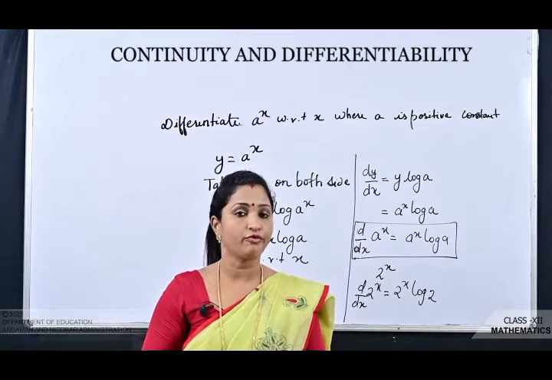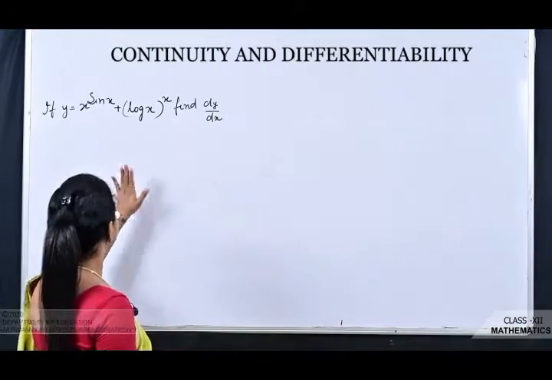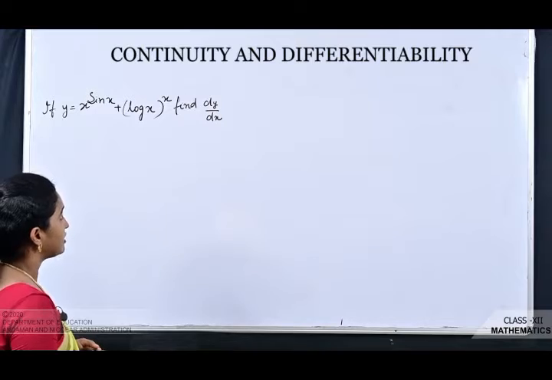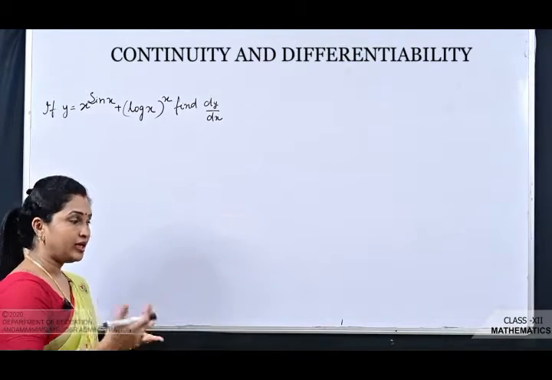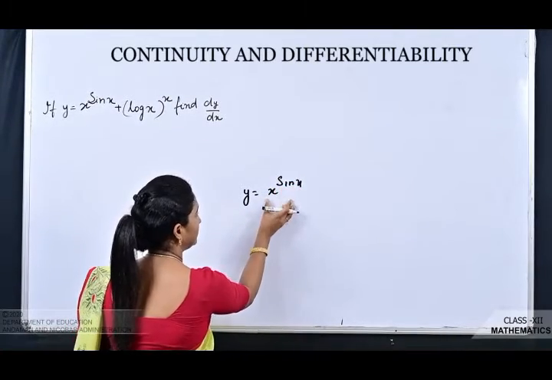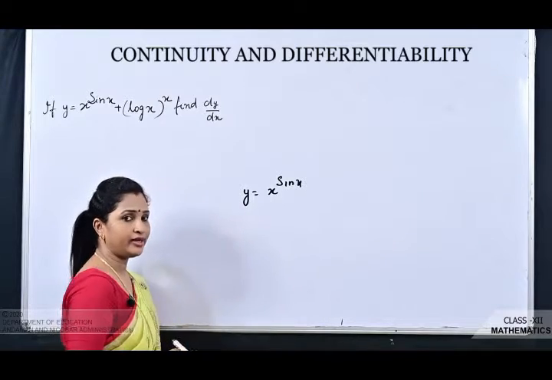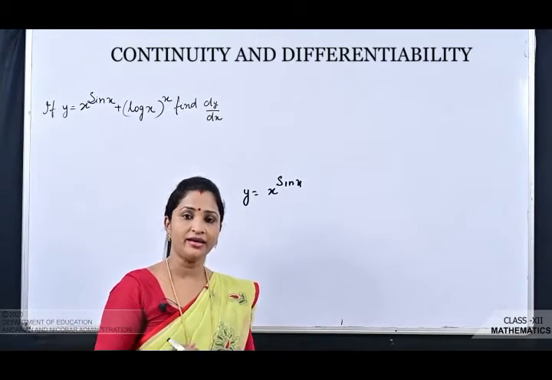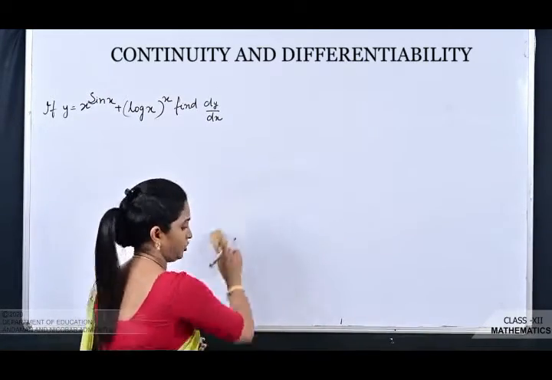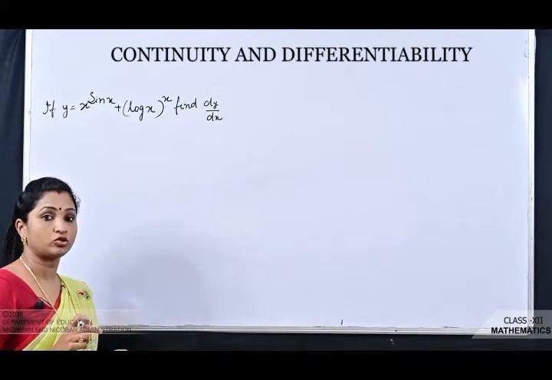Now let's see some more questions of type 2 which are based on logarithmic differentiation. Now see this question. If y is equal to x to the power sin x plus log x to the power x, find dy by dx. In my previous class we have studied questions of this type. Single term you have got. So what is the procedure? You will take logarithm on both sides and then you will apply the property, differentiate, you will get the answer. But here you have got two terms. y is equal to x to the power sin x plus log x to the power x.